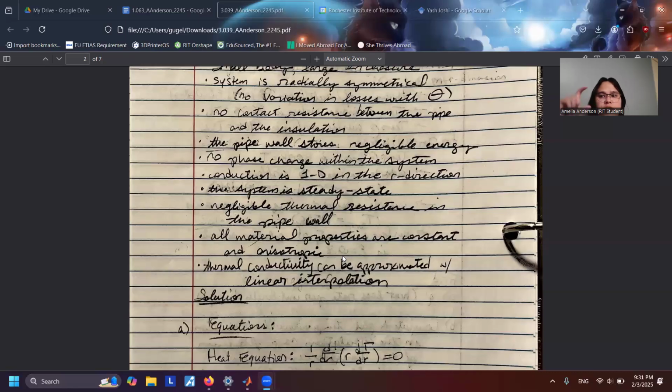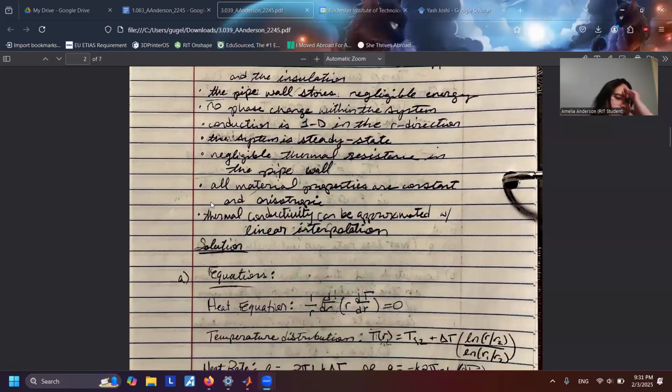So if I have a cube of insulation, it's not going to insulate better in the x direction than it would in the y direction. It doesn't really change. One final one, this one will be slightly relevant later. We're going to assume that the thermal conductivity of the material can be approximated with linear interpolation. This is me saying I don't want to do math.